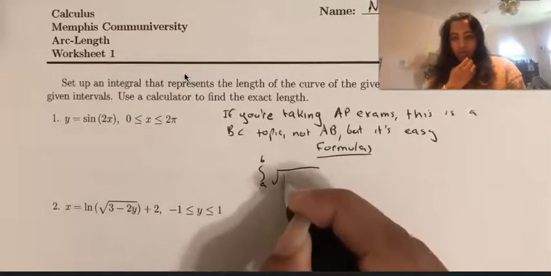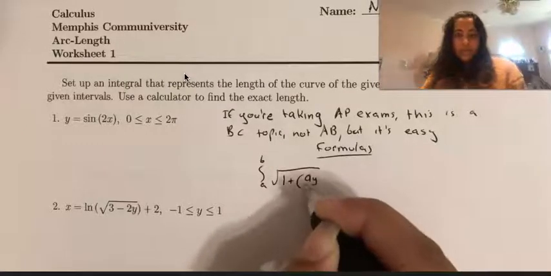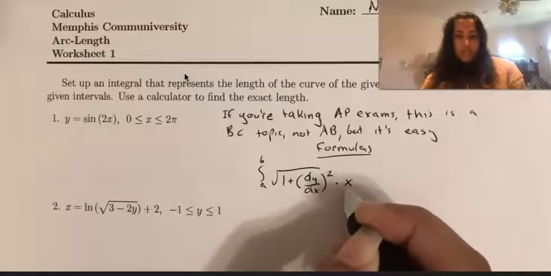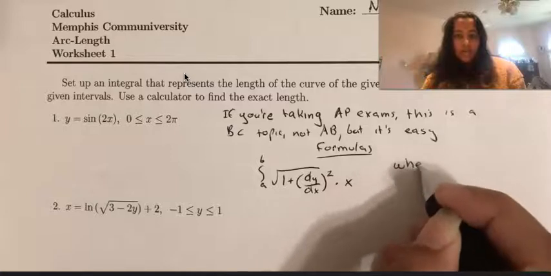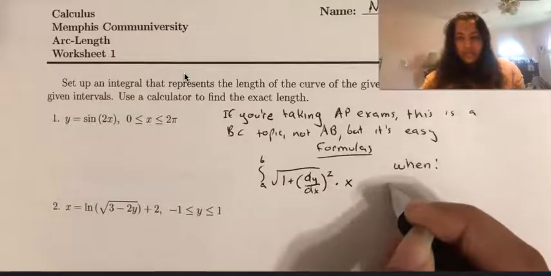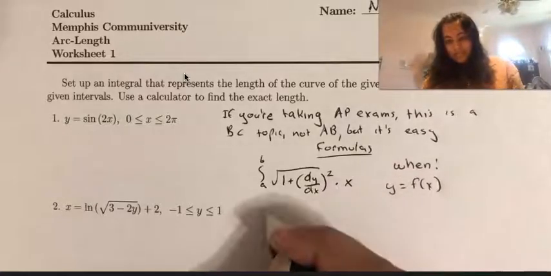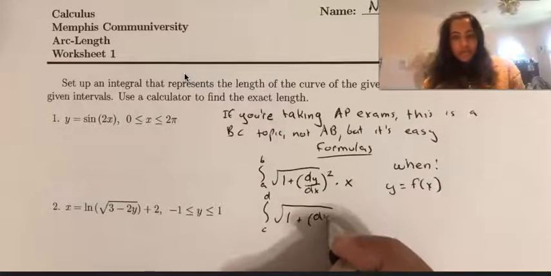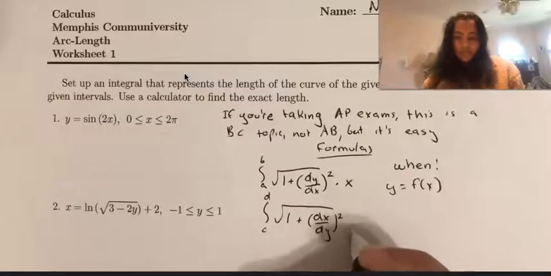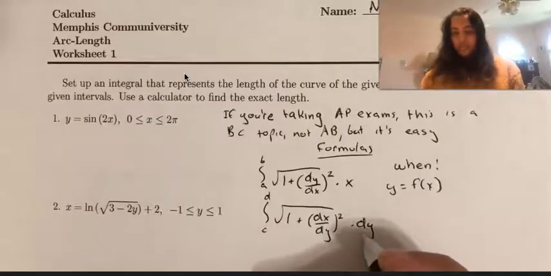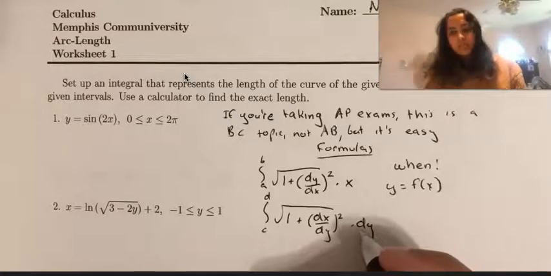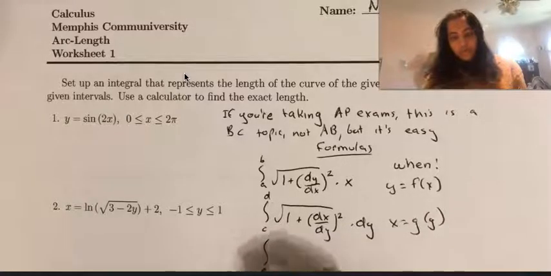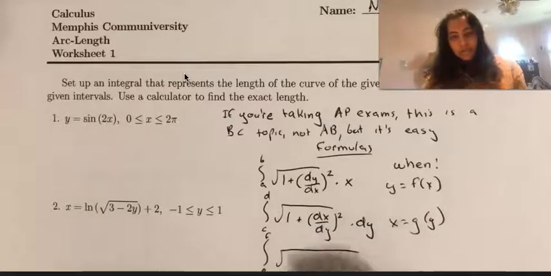So for the first one, you use that when y equals f of x, some function. And I write times dx, but I actually meant times d of x, which I fixed later. And for the second one, it's super similar, but you use it when x equals g of y, some function. And for the third one, you use it when you have parametrics.